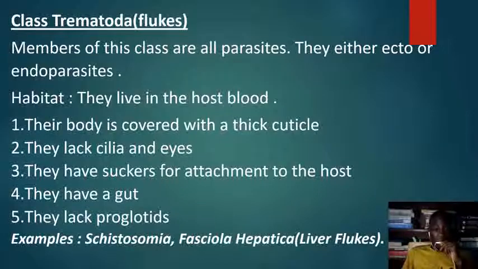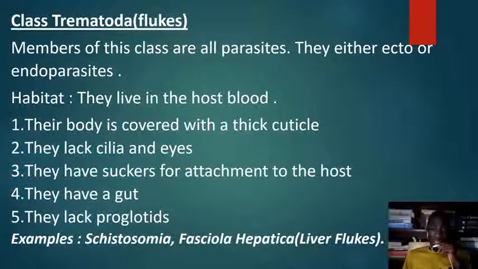Let us now discuss the next class under the phylum Platyhelminthes, and this one we call the class Trematoda. I normally call them the flukes. So let's note this one. Organisms here may include Schistosoma, which causes schistosomiasis. We have Fasciola hepatica, that's the liver fluke. Let's note these ones. Members of this particular class are all parasites. They are either ectoparasites or endoparasites. So let's take note of that one.